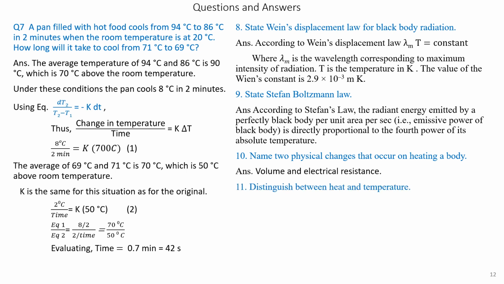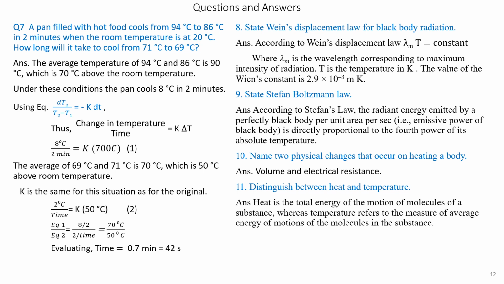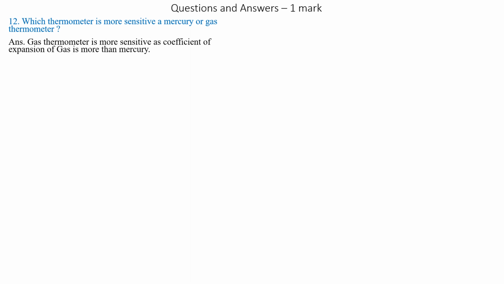Question number 11. Distinguish between heat and temperature. Heat is the total energy of the motion of the molecules of a substance, whereas temperature refers to the measure of average energy of motions of molecules in a substance. Next question, we will continue with 1 mark questions. Which thermometer is more sensitive, a mercury or a gas thermometer? Answer: a gas thermometer is more sensitive as the coefficient of expansion of gas is more than mercury.